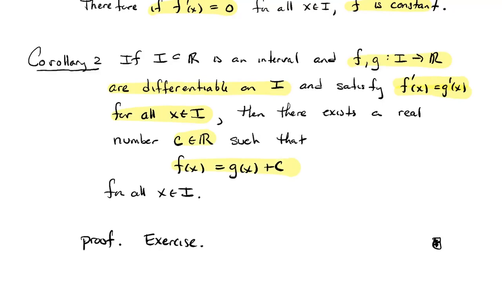In calculus language, f and g might be called antiderivatives of f prime and g prime, and this is saying that the two antiderivatives differ by a constant. So that the equation holds for all x in I. I'm going to leave that as an exercise for you.